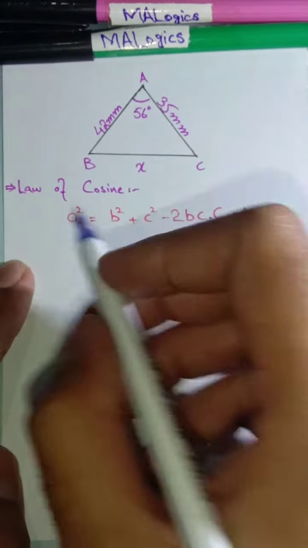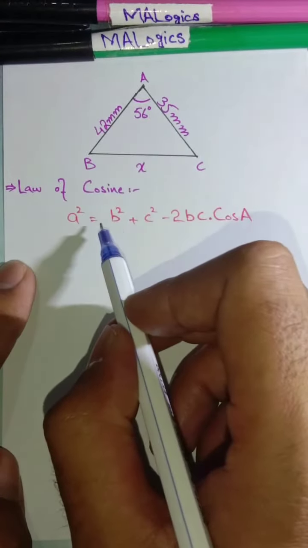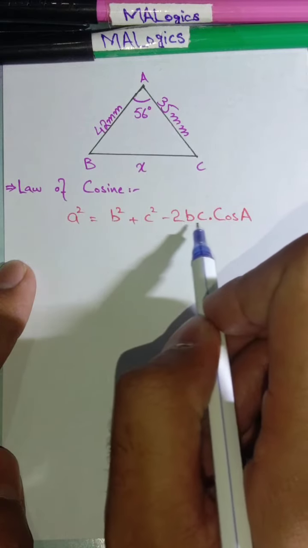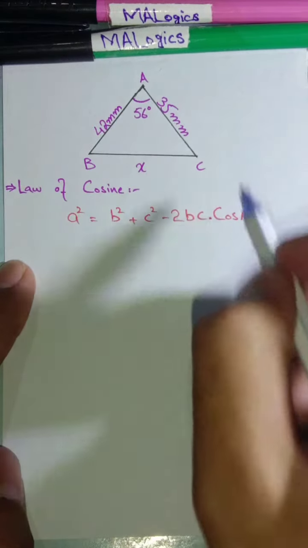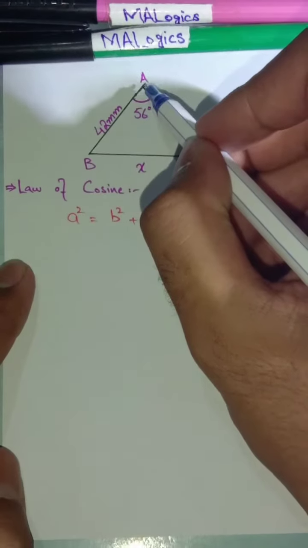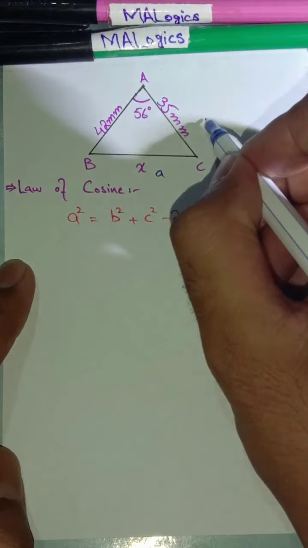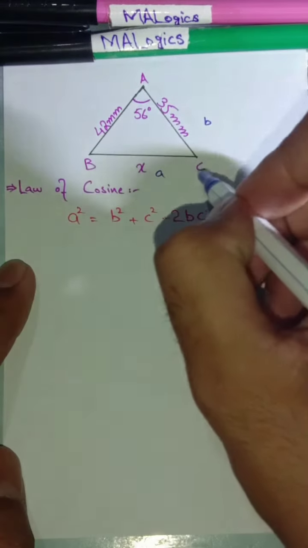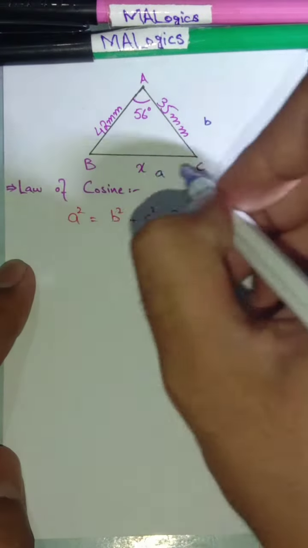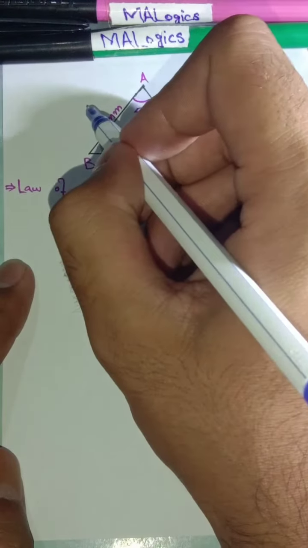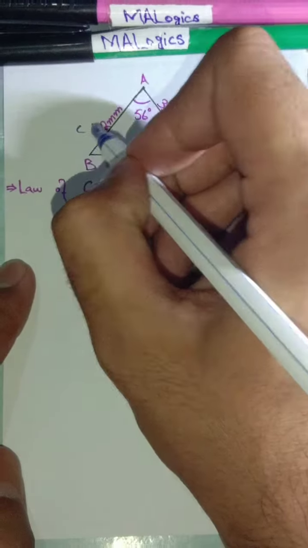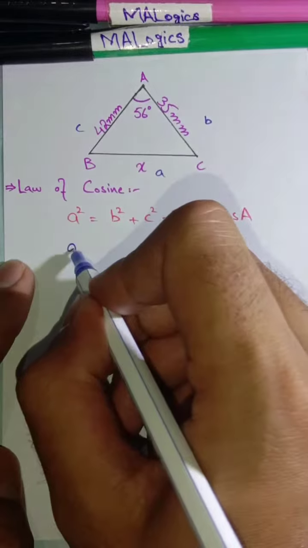So, brother, here is the law of cosines, which is a square equals b square plus c square minus 2bc dot cos A. So this is side A, then the opposite side will become small a. This is side B, the opposite side will become small b, and this is side C, so the opposite side will become small c. So put these values in this equation.